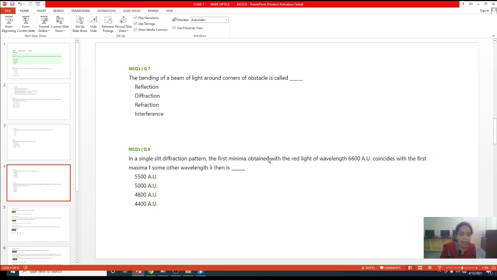And therefore, according to the given condition, sin theta is equal to sin theta dash, and therefore lambda dash is equal to 2 by 3 into lambda r, and therefore lambda dash is equal to 4400 angstrom. Therefore option D is the correct option.